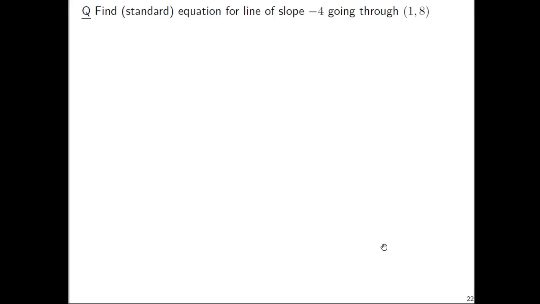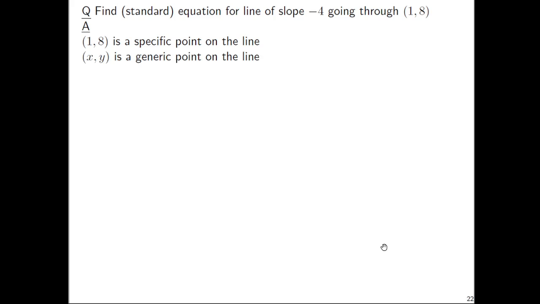Let's try this again. I'd like to find a very typical or standard equation for the line of slope negative 4 going through the point (1, 8). So again, (1, 8) is a specific point on the line. (x, y) is just a generic point on the line. It represents any point on the line. So the slope of the line containing (1, 8) and (x, y) is y minus 8 over x minus 1. That must be negative 4, so we'll set that equal to negative 4.